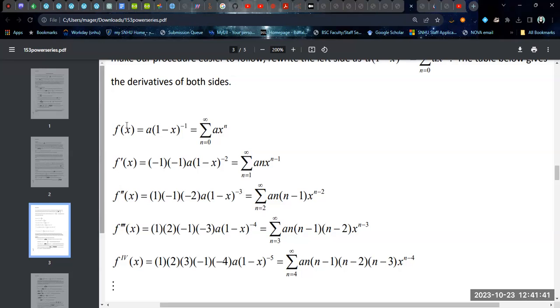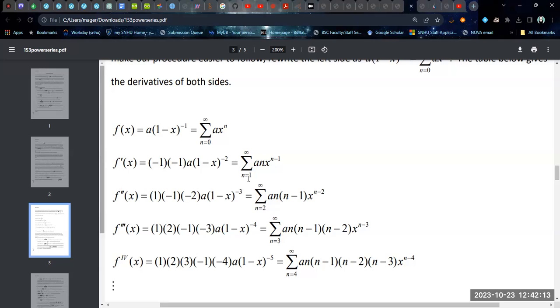So the derivative of this function, I would have my a, I bring down a negative 1, I would get another negative 1 from doing the chain rule. And so these ones are going to cancel, and I'm going to end up with a over 1 minus x quantity squared. And on this side of the expression, I'm going to apply my derivative as well, also a power rule, and my x to the n is going to become n x to the n minus 1.